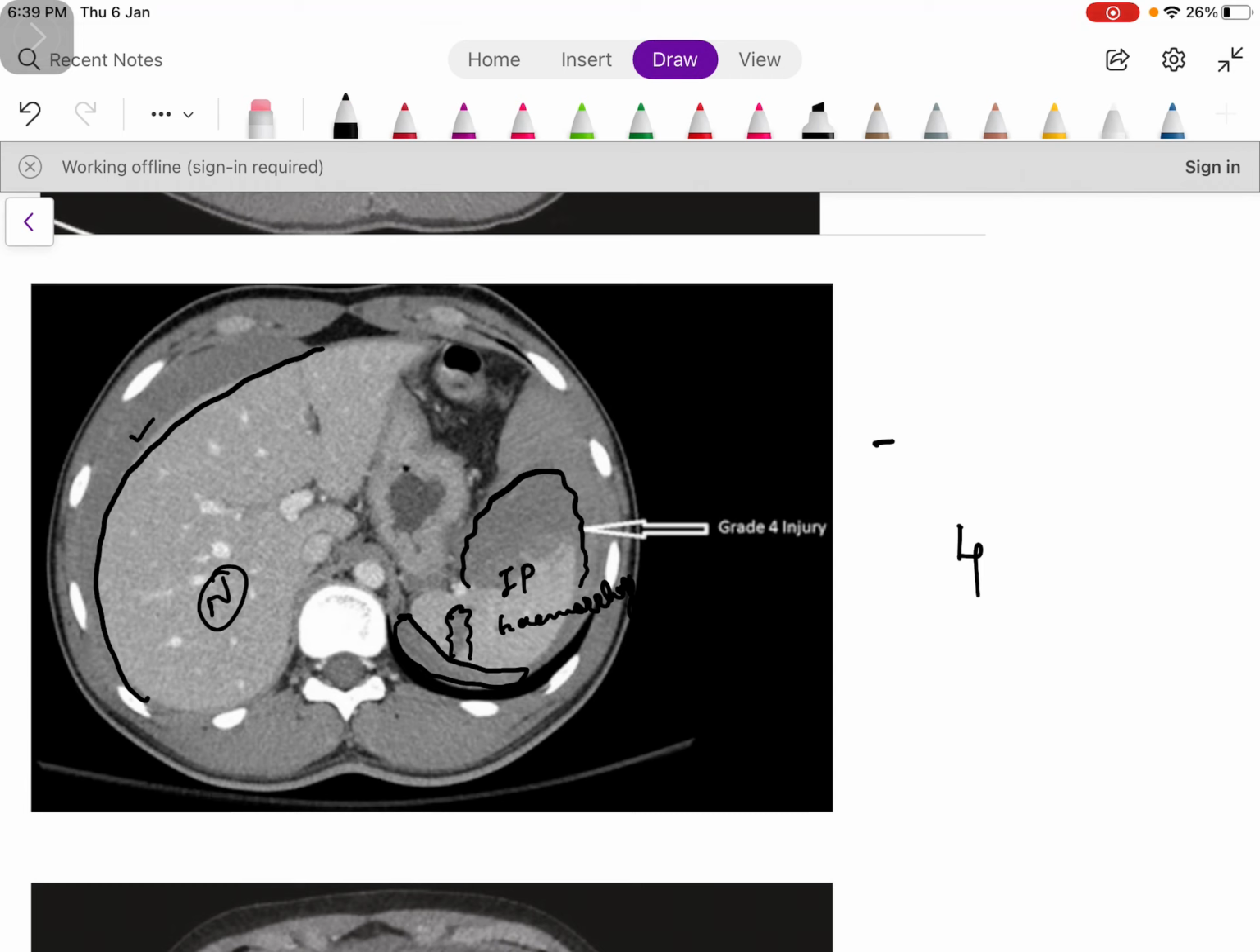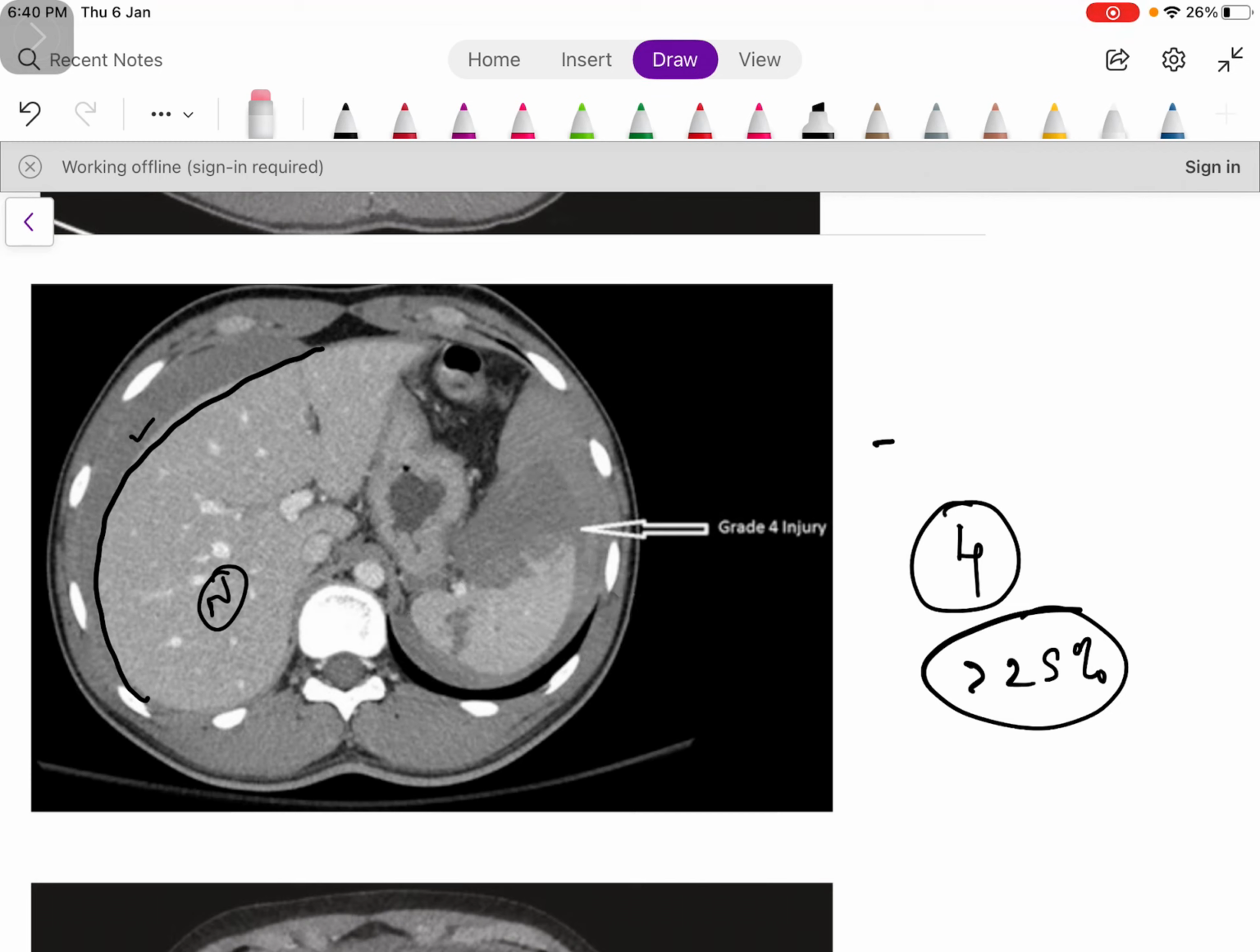So this mostly looks like grade 4, because the involvement of the spleen is more than 25%. There is more than 25% intraparenchymal hemorrhage, which is why there is non-enhancement here. You can see that this part is enhanced after IV contrast, but this part is unenhanced, and there's a laceration here.